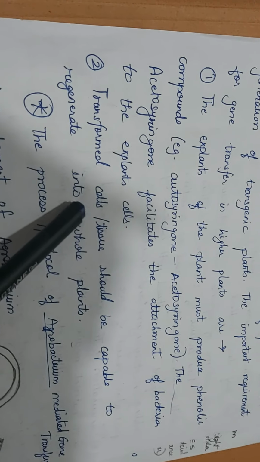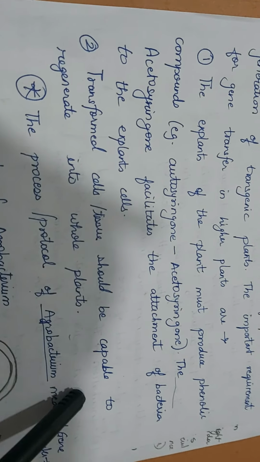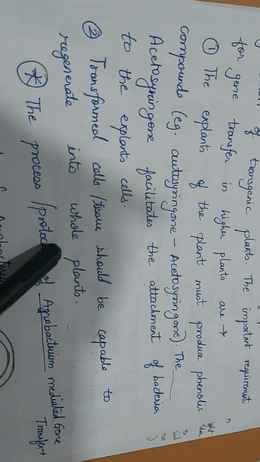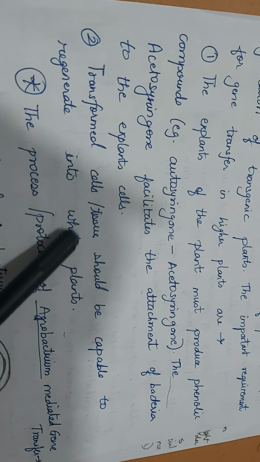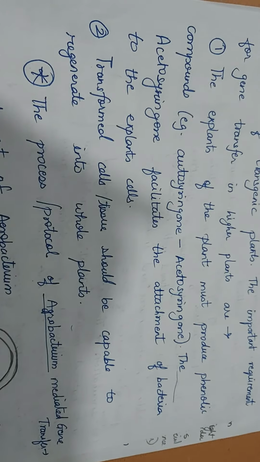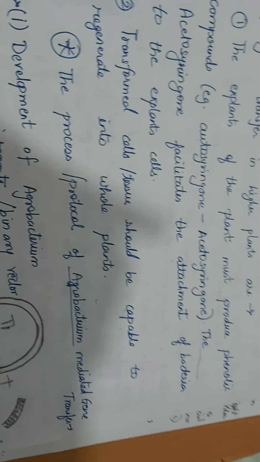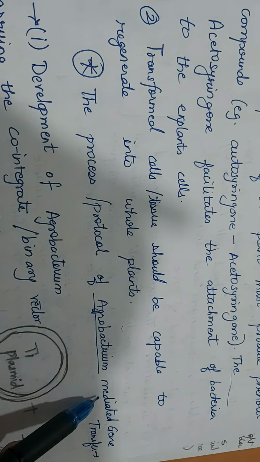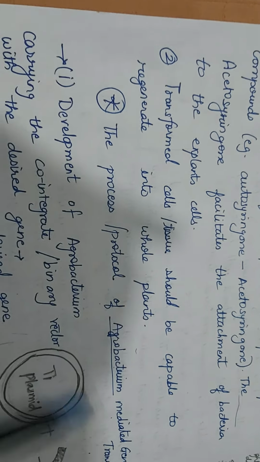Second, transformed cells or tissue should be capable of regenerating into a whole plant. If you are using a tissue or a callus, that should be transformed into a whole plant again. For this transformation there is a protocol, and we are going to learn this protocol in short. The process or the protocol of Agrobacterium-mediated gene transfer.